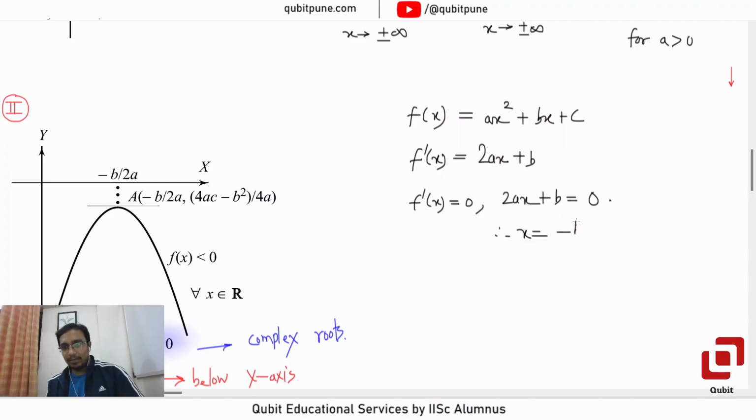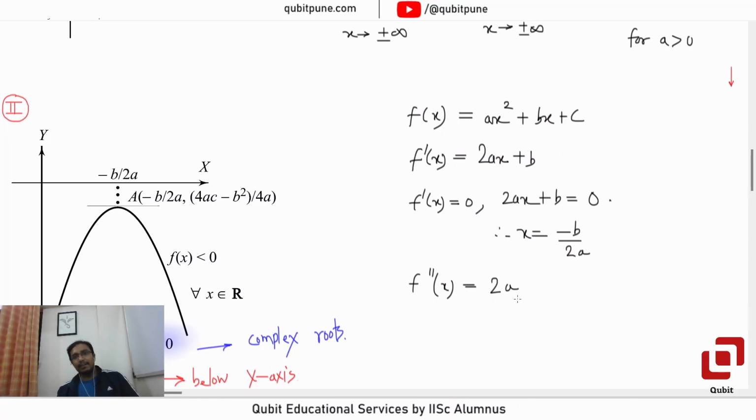So x is equal to negative b by 2a. That is an inflection point. Well, we say it's a stationary point. Now if we take the second derivative of the function, it will just be 2a. It's a constant. f double dash of x is 2a.